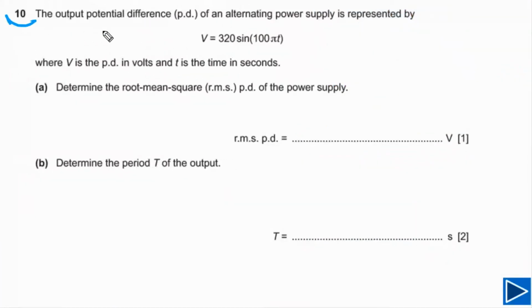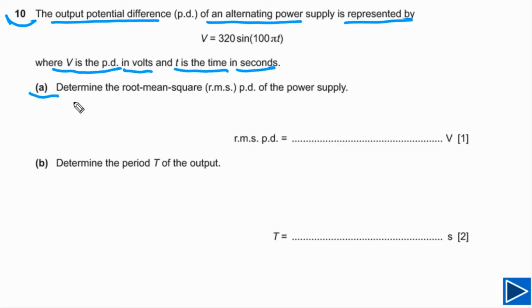For question number 10, it is given to us that the output potential difference of an alternating power supply is represented by V equal to 320 sine of 100 pi t, where V is the PD in volts and t is the time in seconds. For part A, we need to determine the root mean square PD of the power supply. First of all, we need to write down the general equation, V as a function of time, equal to V naught, the peak voltage, sine of omega t.